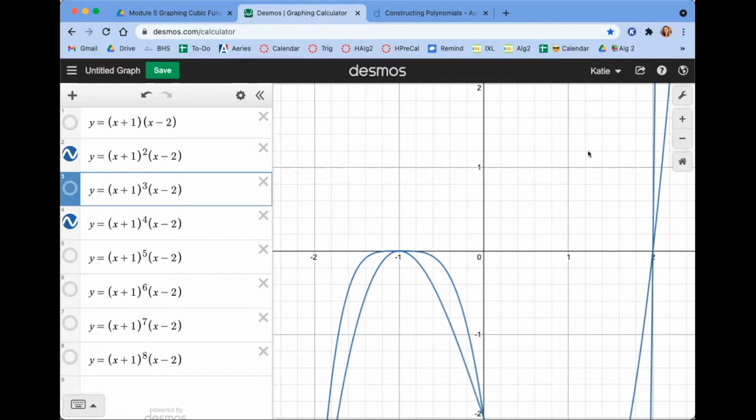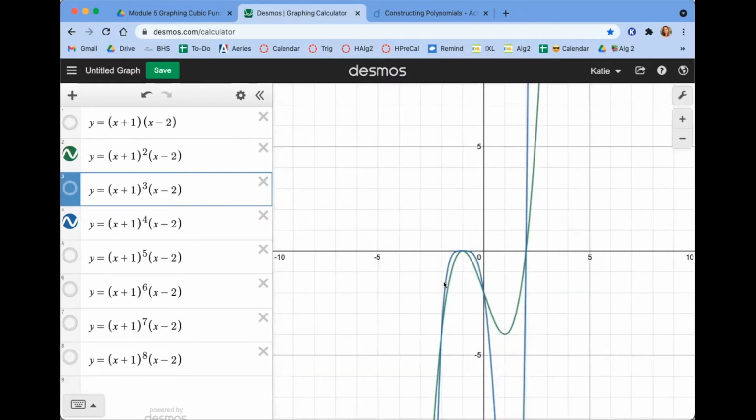So let's compare those evens back to back. Those even exponents, we change colors there. And we notice that the end behavior is very similar. The x-intercept is very similar in those two functions. We have this bouncing off point.